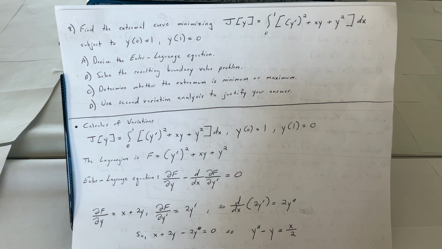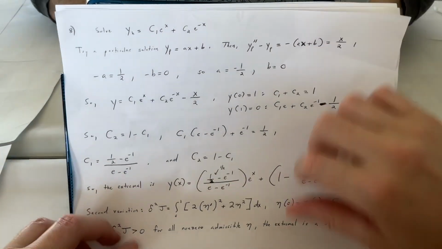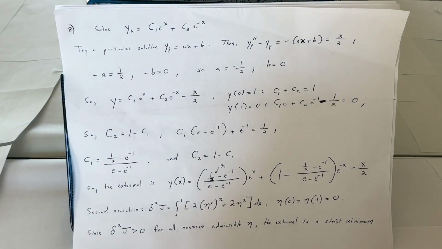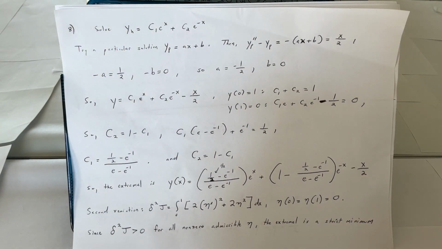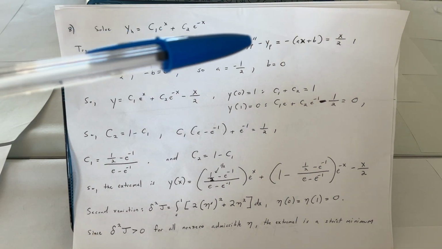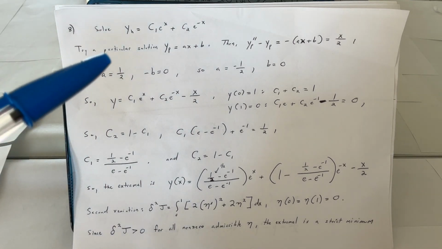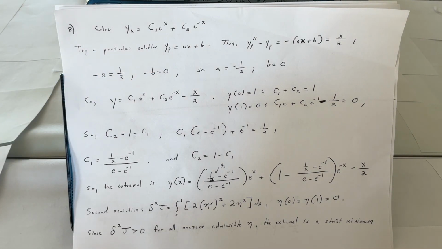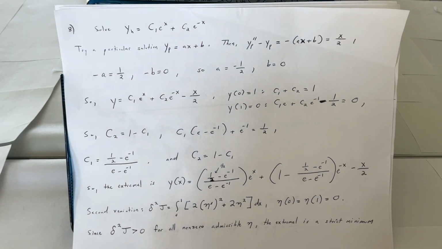Okay, so picking up with this, if we solve this, y sub h equals c sub 1 e to the x plus c sub 2 e to the negative x. We try a particular solution, y sub p equals ax plus b. Then y sub p double prime minus y sub p equals negative (ax plus b), and that equals x over 2. So negative a is equal to 1/2, then negative b is equal to 0. So a equals negative 1/2 and b equals 0.